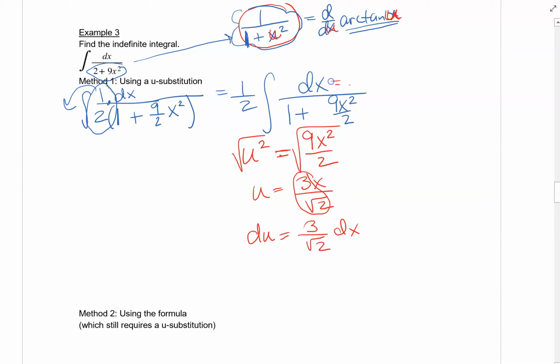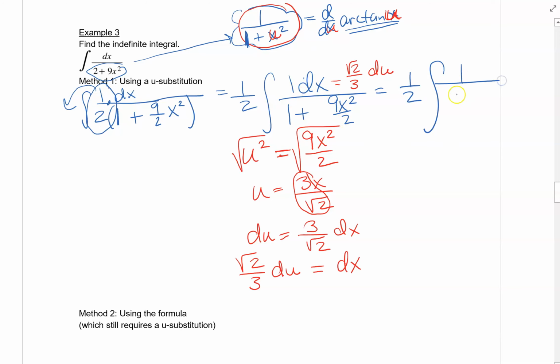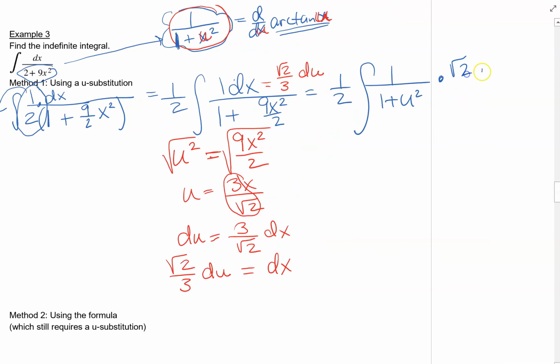But if I want to figure out what dx equals so I can replace it, I need to multiply by the reciprocal. So I get rad 2 over 3 du is equal to dx. Multiply by the reciprocal to cancel it out. So that's what I'm going to replace this dx with. Okay, so now I've got my 1/2 that I pulled out earlier. I'm going to think of this as 1 over all that times dx. So 1 over 1 plus u squared times dx, which is equal to rad 2 du over 3.